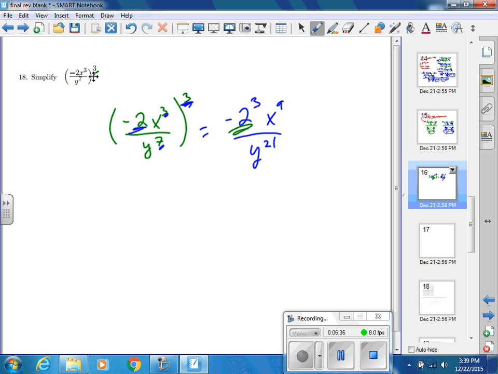Negative 2 to the third power, remember if you have a negative number raised to odd powers, cubed, fifth, 7, it's going to stay negative. So I get negative 8x to the 9 over y to the 21. That's my answer. I can't cancel anything, I can't simplify anything. I'm finished. Alright, let's look at the next problem.